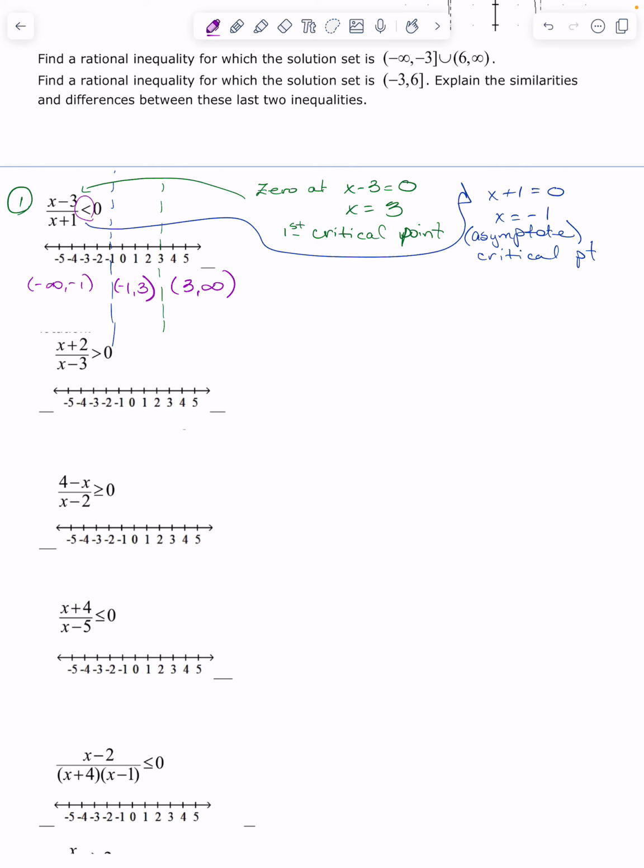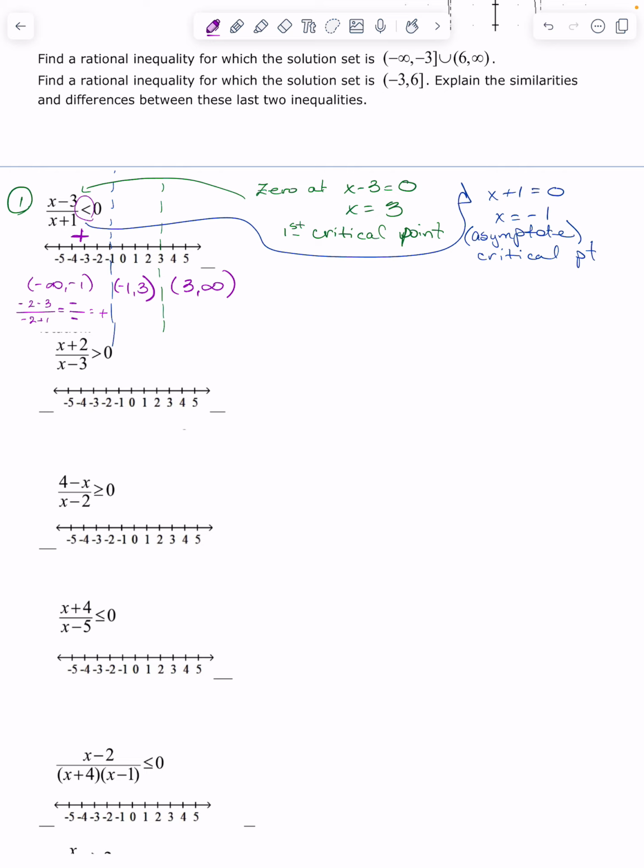All I'm going to do now is plug in numbers, figure out where we're positive and negative. So let's start with −2. (−2 − 3)/(−2 + 1). −2 minus 3 is going to be negative. It's −5, but I don't really care about the number part. −2 plus 1 is also negative. A negative divided by a negative is a positive. So I know on the interval −∞ to −1, all of my y values are going to be positive.